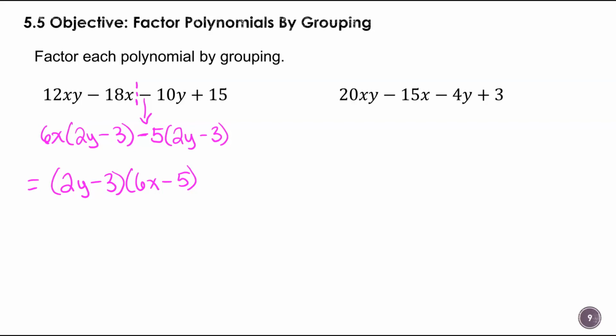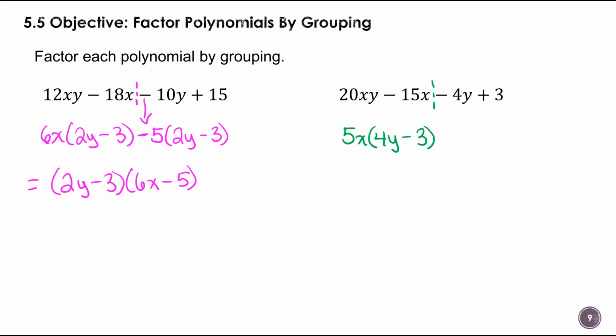Alright, so let's factor this next one. Notice we don't have any common factor between the 4 terms, so we're going to group them. For my first 2 terms, I have a common factor of 5x, so that leaves me with 4y minus 3, right? I'm dividing both terms by the 5x.